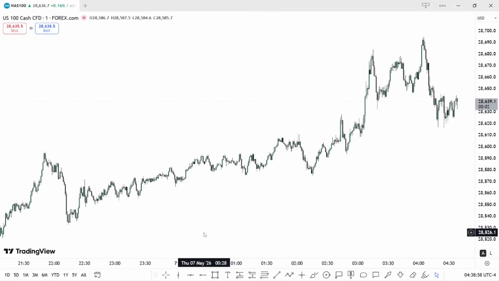All you need for this model is the understanding of order flow, the understanding of liquidity, and the understanding of order block. These three elements together, you have one of the most powerful ICT models out there.